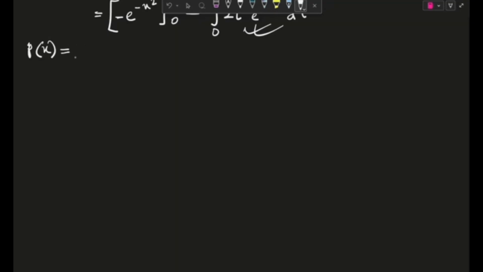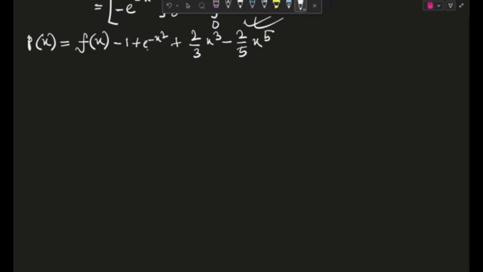Okay. And now I will write this to be your f of x: minus 1 plus e power minus x square plus 2 by 3 x cubed minus 2 by 5 x power 5. I will quickly check the signs once whether they are correct or not. Yeah, I just put them all and the signs are correct. So now this is for x belonging to 0 to half.